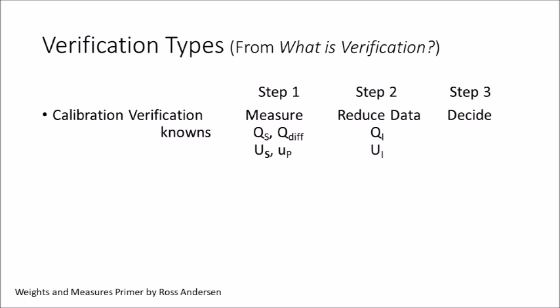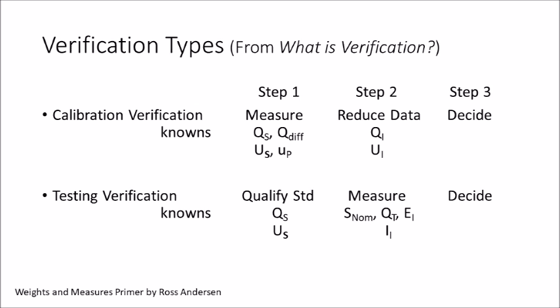I'll begin by talking about two different types of verification. I talked about this in the video, What is Verification? The first is calibration verification. In this, we use a calibrated standard where we know the quantity and uncertainty of the standard. We know the uncertainty of the test method. What we do is compare the reference standard to the instrument under test to determine a difference. In the second step, we take that information and assign a quantity value and uncertainty to the instrument under test. And in step 3, we use that information to make a decision about compliance.